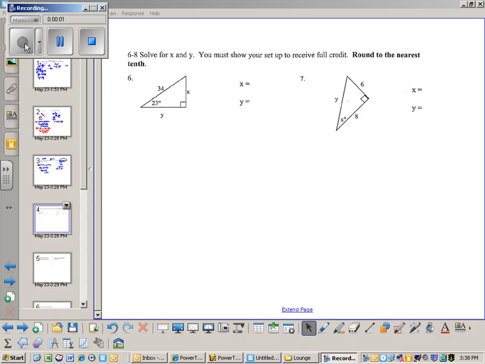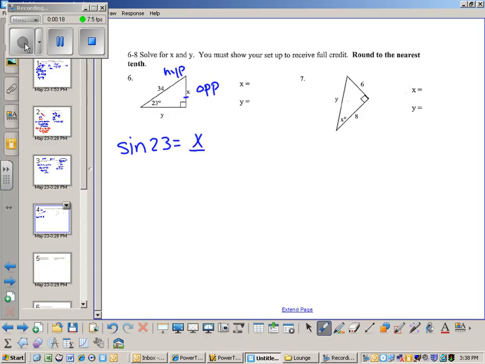All right, part 2, number 6. We're solving for x and y. So we start with x. X is opposite that 23-degree angle, and we're given 34, which is the hypotenuse. If we have the opposite and the hypotenuse, then we're going to go ahead and use the sine. So the sine of 23 equals x over 34.